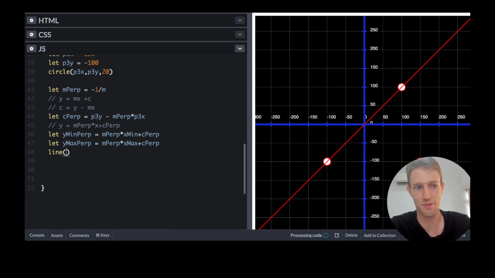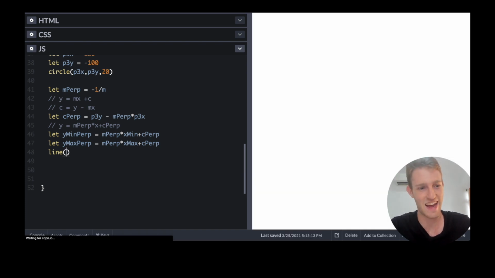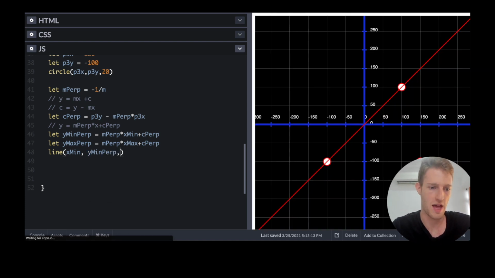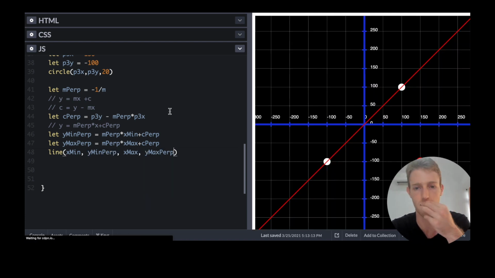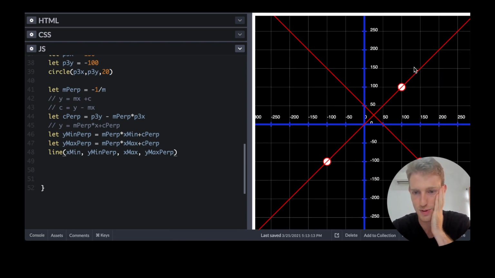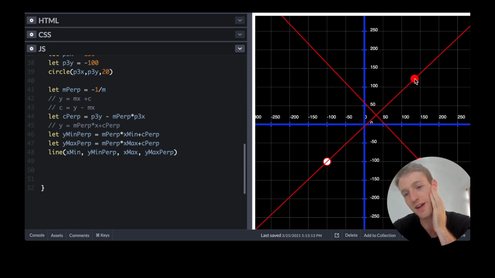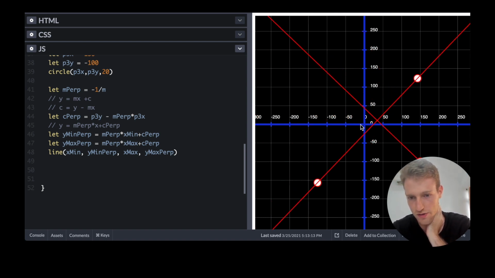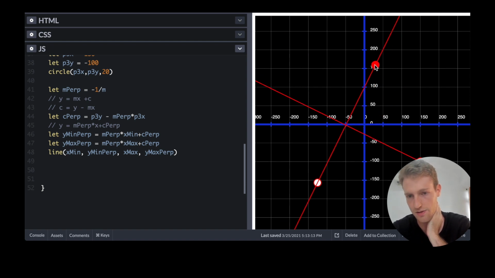I'm going to make sure I get it right: x1, y1. Our x1 is going to be x min, and y1 is y min perp. Then x max, y max perp. Draw a line between those two points. Hopefully we get a beautiful perpendicular line. Look at that. Now we can see that that line is always perpendicular as we move it around. It's always forming that nice 90-degree angle.